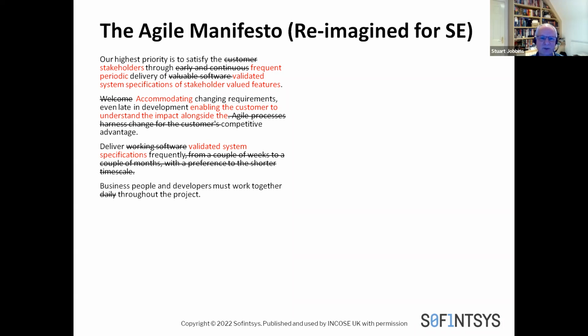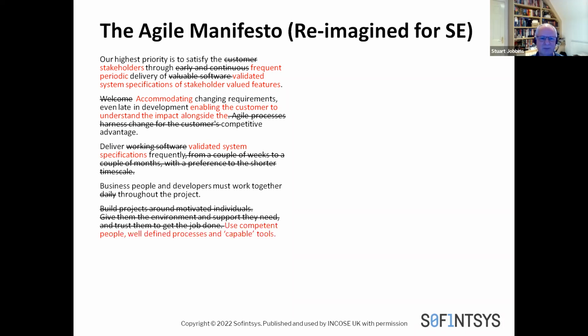Business people, developers must work together. I just strike the daily. I think it's inevitable that they must work together throughout the project. For me, making the projects work is about using competent people with well-defined processes. And some people would say sharp tools. I use the word capable tools.